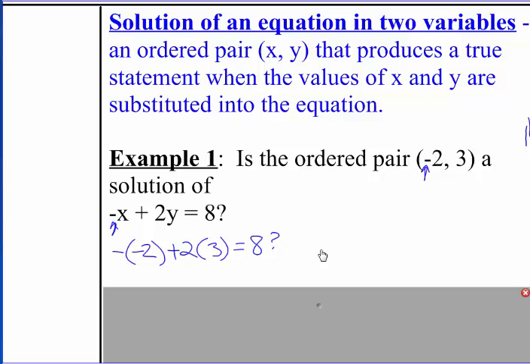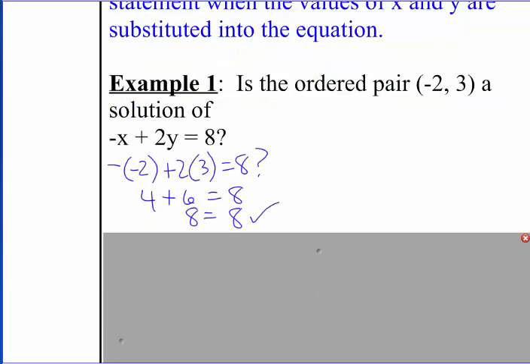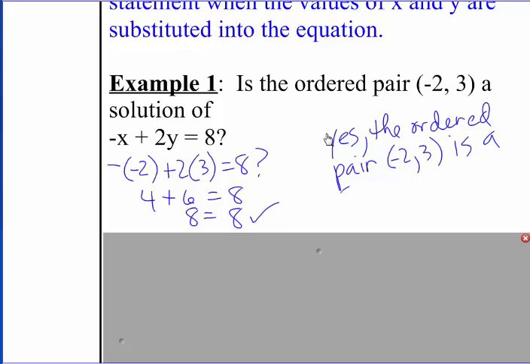So you go through and simplify. The double negatives in front of the 2 make it a +2 plus 6 equals 8. And 2 plus 6 is 8. So yes, it does work. Now, this by itself does not answer your question. You have to actually answer in a sentence afterwards that yes, the ordered pair -2, 3 is a solution.